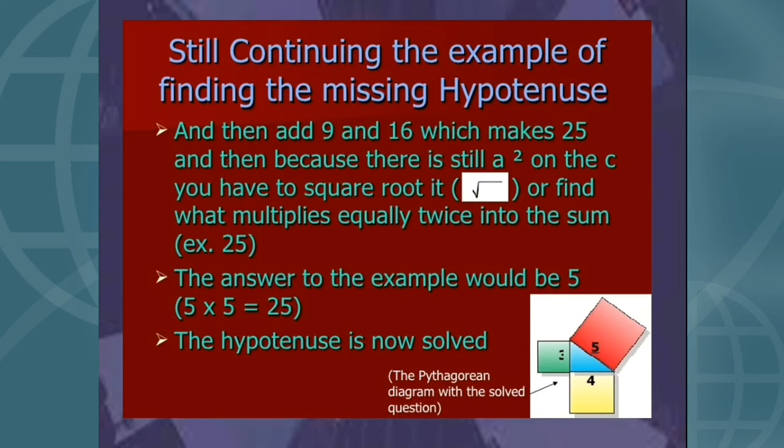And then because there is still a squared on the C, you have to square root it. So we're going to square root, or find what number multiplied by itself equals the sum. Example, 25. So the answer to the example would be 5, because 5 times 5 is equal to 25. So the hypotenuse now is solved. Okay? So the value of the hypotenuse is 5.